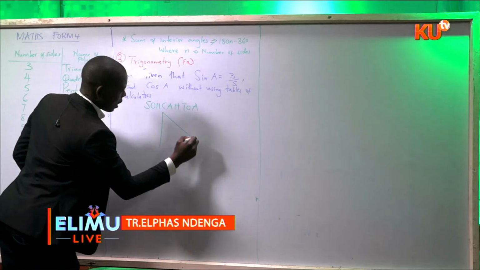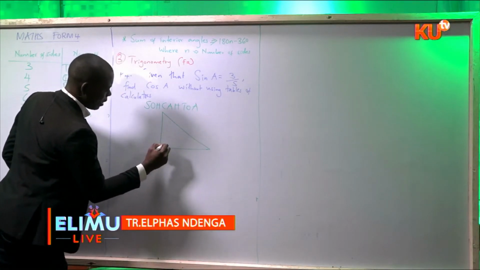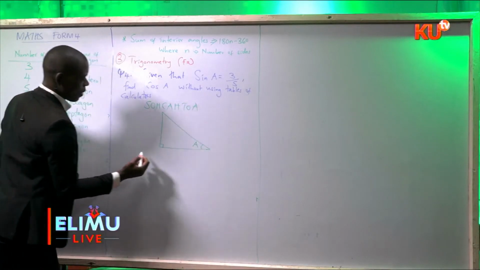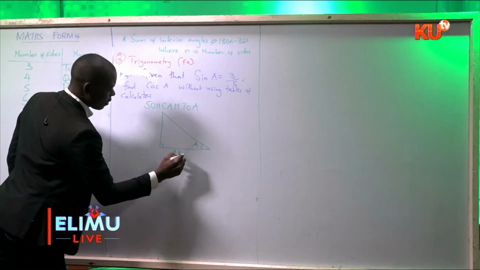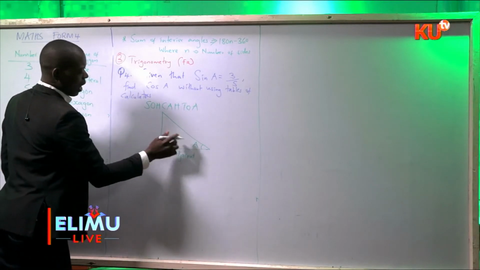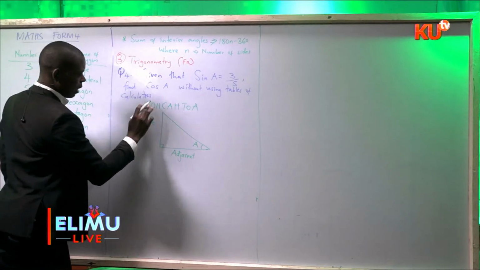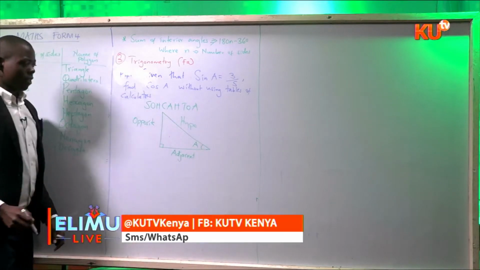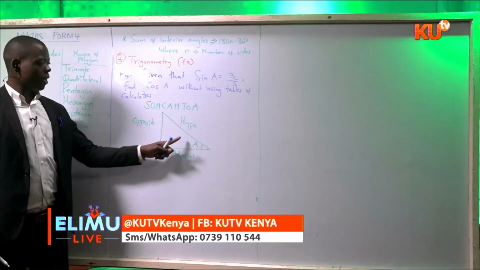For students who don't understand what we mean, if this is a triangle with a right angle at this point, and this is our angle A, then the line at the base is what we call the adjacent side. This side, which is opposite to the angle A, is called the opposite side. And the longest side is called the hypotenuse side. That's why when we talk of sine, sine is the opposite over the hypotenuse.